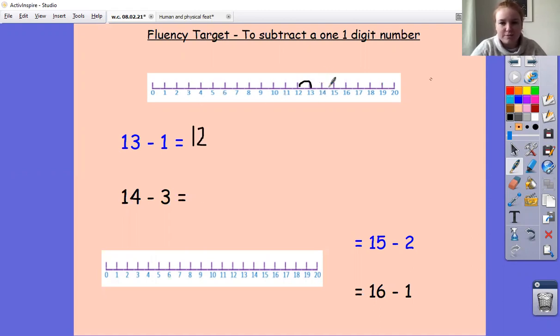1, 2, 3. The remaining part is 11. I know that the remaining part comes first here. And I can start on 15. I can take away 2, the remaining part is 13, and I can start on 16 and take away 1, and the remaining part is 15. So 15 equals 16, take away 1.